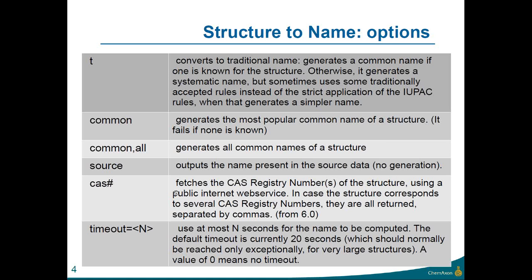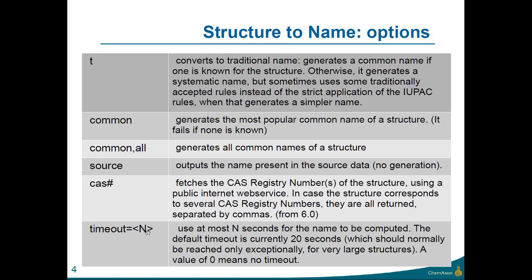CAS number is actually a new feature which will be in 6.0, so it's a preview here. It will use a web service to try to find the CAS registry number of the structure that you gave.